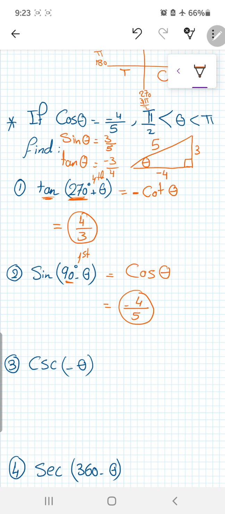Another one: cosec of negative theta. As we said, only cosine and sec are even; the sine and all the remainder will take the sign outside, so here it will be negative cosec theta. Cosec is the reciprocal of sine, so here we have negative 5 over 3.